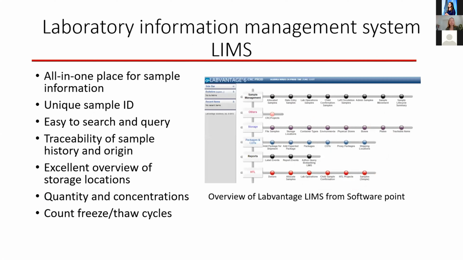When you have generated all your samples, it's very useful to have a system that keeps track of the samples. We use a laboratory information management system, which is an all-in-one place for sample information. All samples get a unique ID, which makes it easy to search and query. The traceability of the sample is very good, and you can see the history and origin of the sample. You also get an excellent overview of the storage locations. You keep track of the quantity and concentrations, and also the count of freeze-thaw cycles.